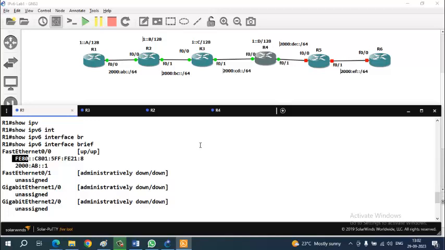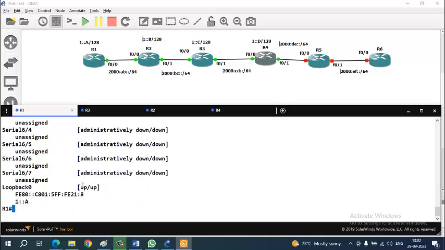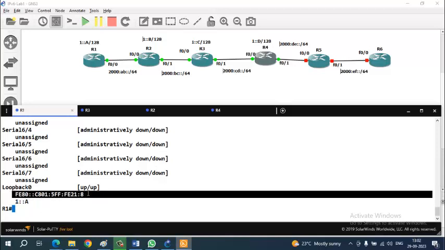You will also see a link local address for the loopback interface which we created. This is the only address we gave, but this is also generated to identify this loopback interface. Okay, now let us go to router 2 and put configuration. As I said, I'm going to use a notepad.